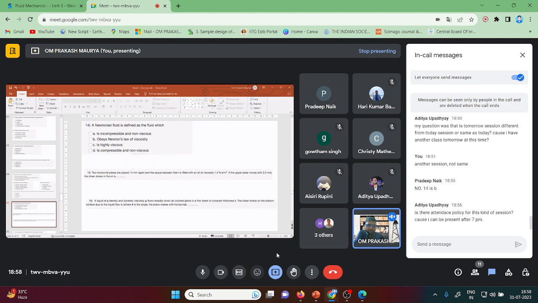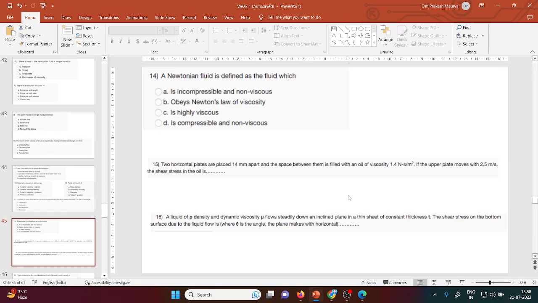Okay, now I will read it out. Question number 15: two horizontal plates are placed 14 mm apart and the space between them is filled with an oil of viscosity 1.4 Newton second per meter square. If the upper plate moves with 2.5 meters per second, what is the shear stress in the oil? This is question number 15.